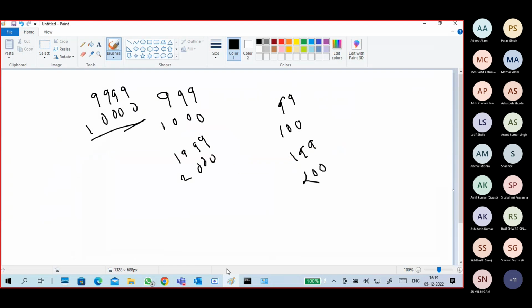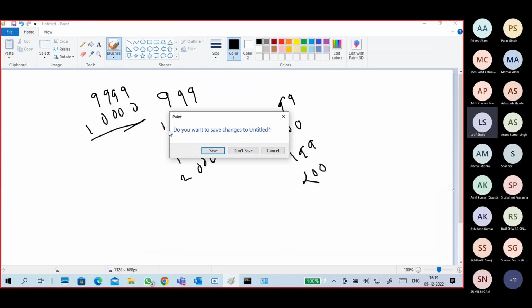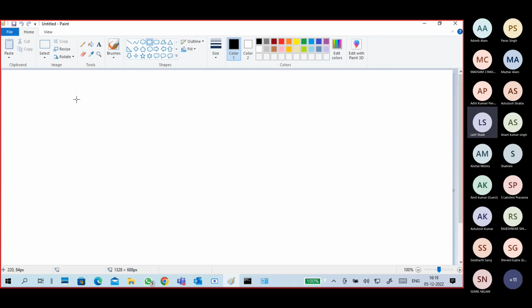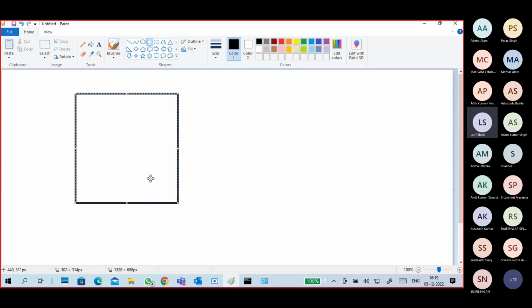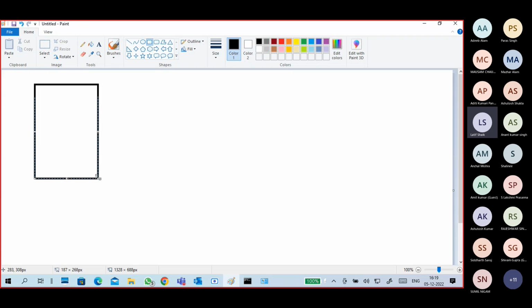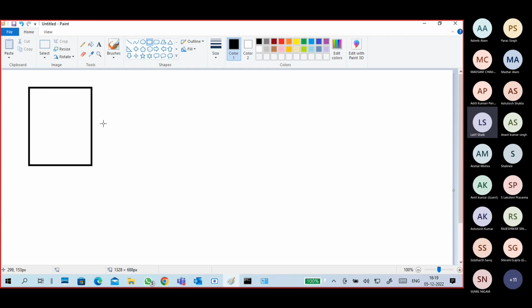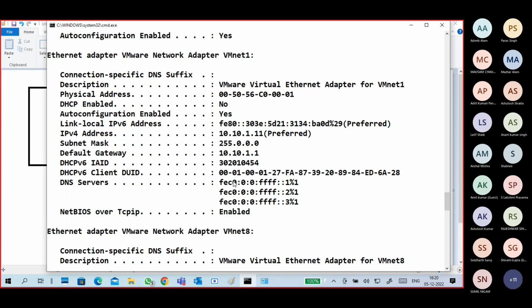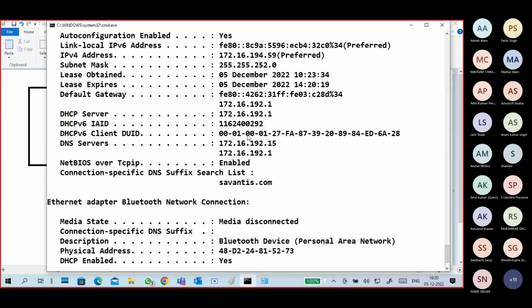I will tell you directly, guys. I have a laptop. This is my system. My system is configured with an IP address. I have connected to a network and I have an IP address. So what is my IP address? Yeah, this is my IP address.